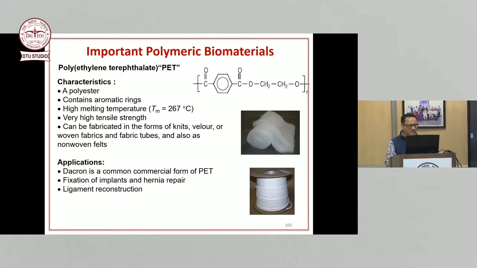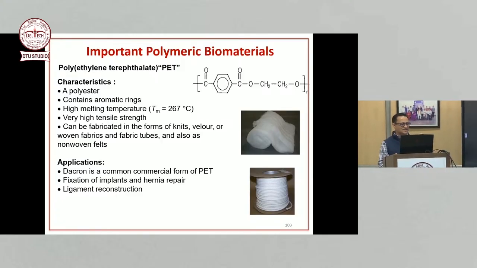Polyethylene terephthalate, it's a polyester, contains aromatic rings, very high tensile strength, used for ligament reconstruction. Hernia repairs, it can also be used.